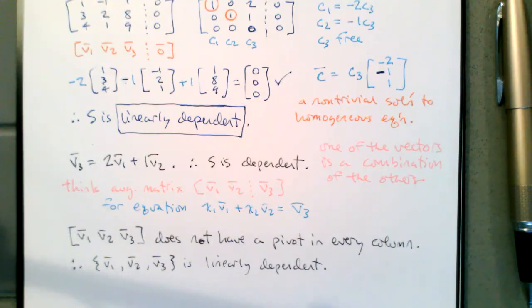We put everything into an augmented matrix. We drop down to the reduced echelon form, and the pivots will tell us the answer. We're learning to read the pivots.